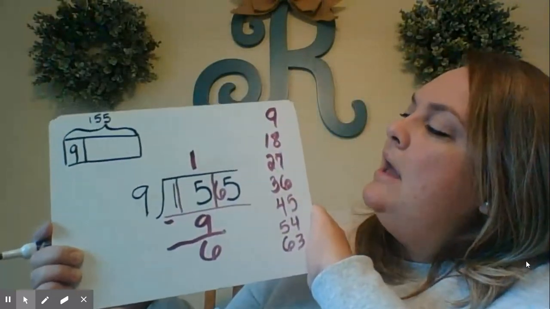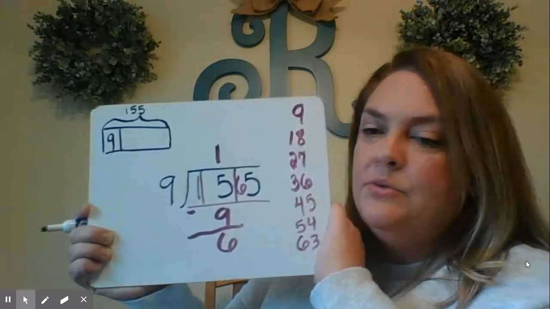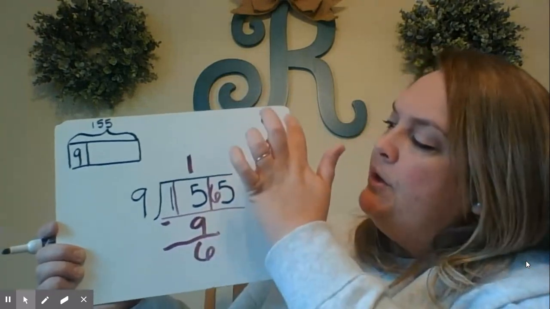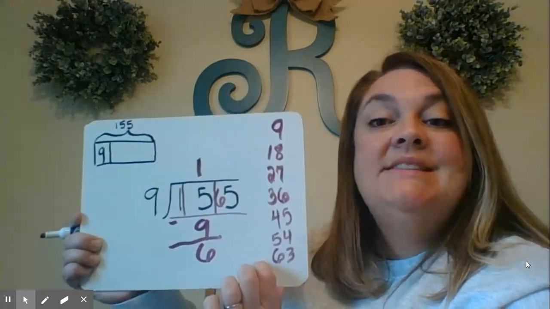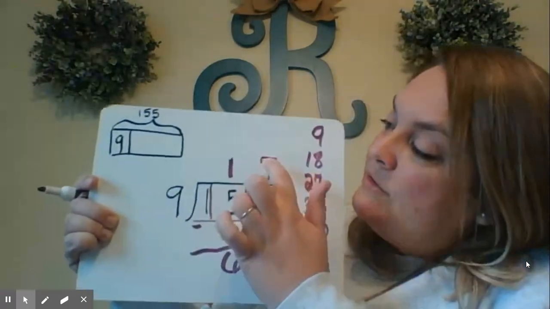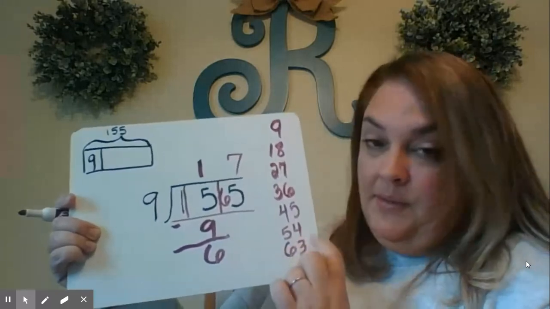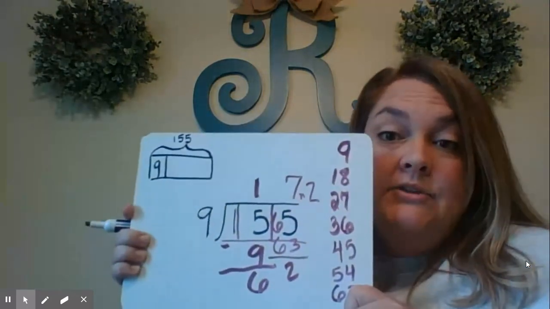All right, ready? Let's count how many groups of 9 that is that got to 63. We know we can't go any higher than that. So that's as close as we're going to get to our target of 65. 1, 2, 3, 4, 5, 6, 7. So we know that 9 times 7 is 63. So 65 divided by 9 is 7. That's 7 groups of 9. Then we multiply, Mom. 9 times 7 is 63. So we put that below. We subtract 65 minus 63, we get 2. So our answer is 17 remainder 2.